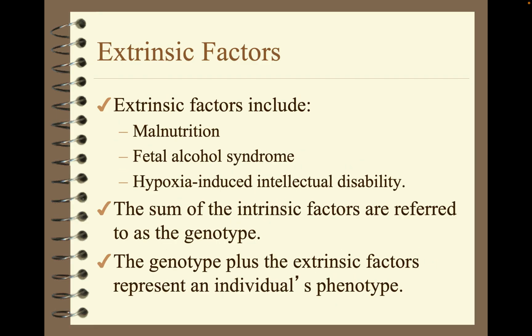Extrinsic factors include malnutrition, fetal alcohol syndrome, and hypoxia-induced intellectual disability. Hypoxia is not enough oxygen. Usually that's at birth. The baby starts to breathe before it has cleared the birth canal, or the umbilical cord has wrapped around the baby's neck and shut off the blood that normally gives it oxygen as it's passing through the birth canal: hypoxia.